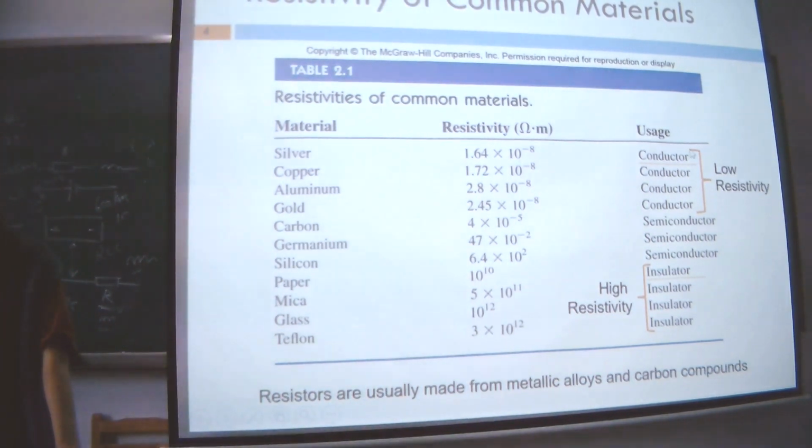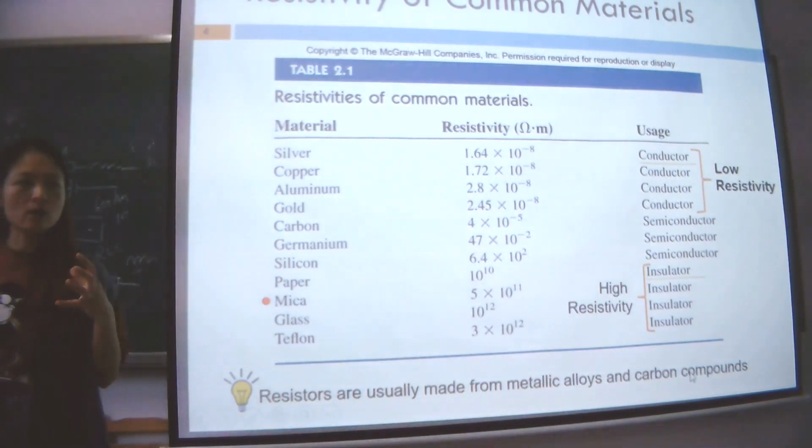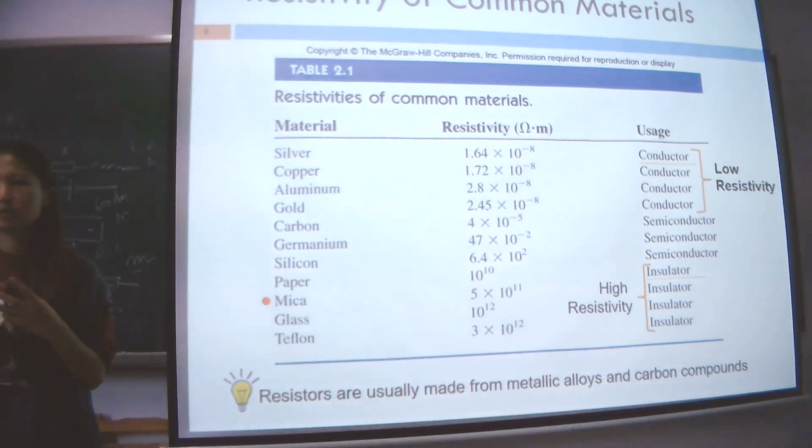We say conductors like metal have low resistivity, and paper and glass are insulators, they have high resistivity. Resistors are usually made from metallic alloys and carbon compounds. It's a compound, not just a simple material.